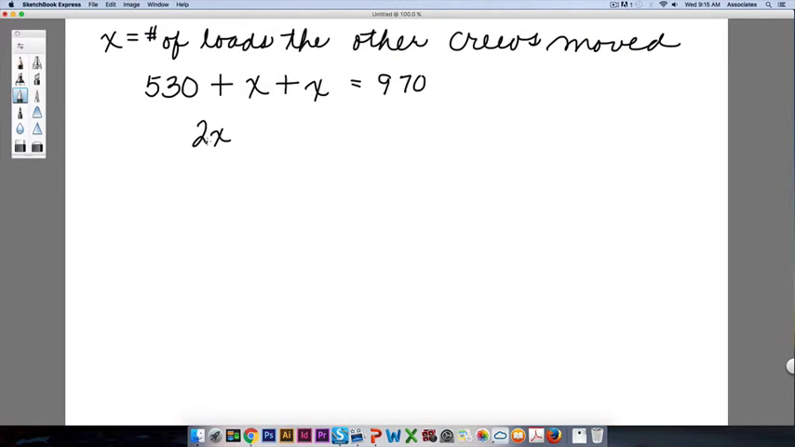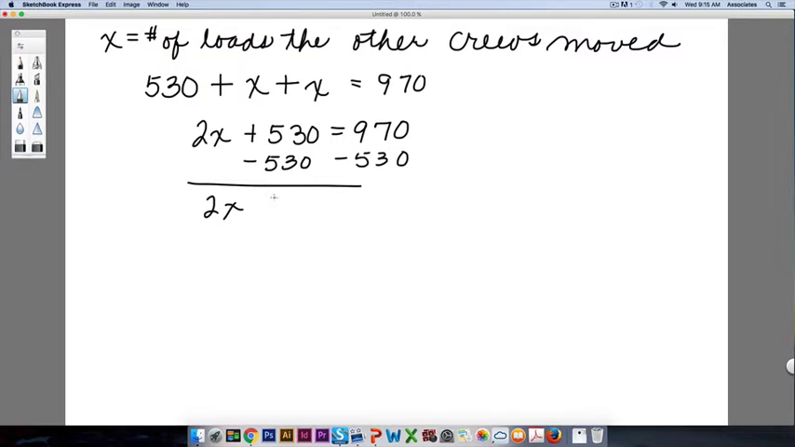$1 plus $1 gives me $2. Plus 530 equals 970. Now subtract 530 from both sides, because that's the inverse of adding 530. So let's be careful on my arithmetic. Let's see what we get.